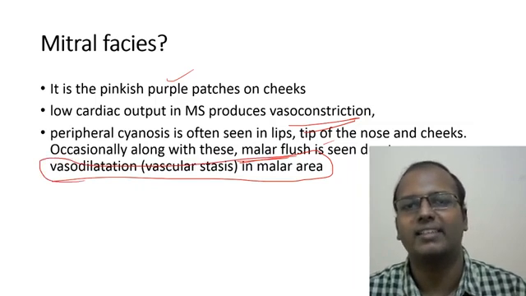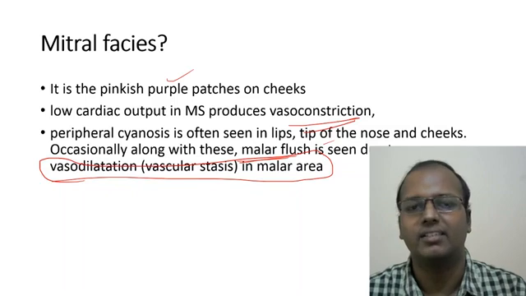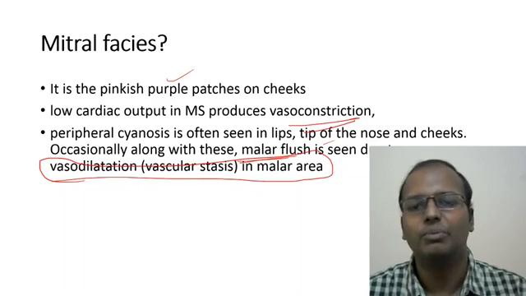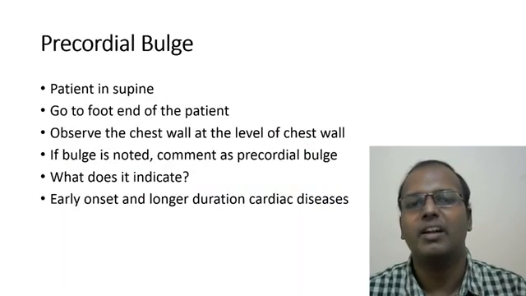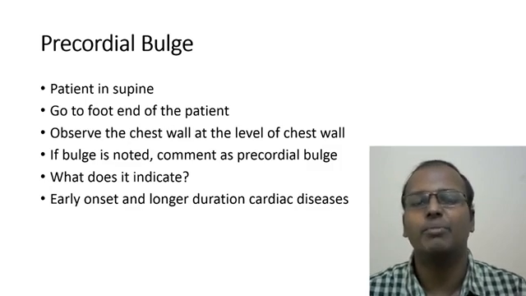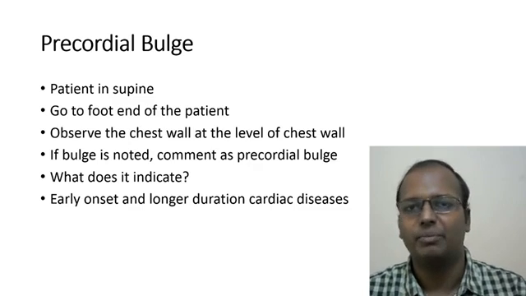Okay, so these are the characteristic appearance of mitral phases. Next most important point for examination is your precordial bulge. Your chest asymmetry, everything will be discussed in the respiratory examination, whereas precordial bulge is very, very important. So how will you examine for the precordial bulge?